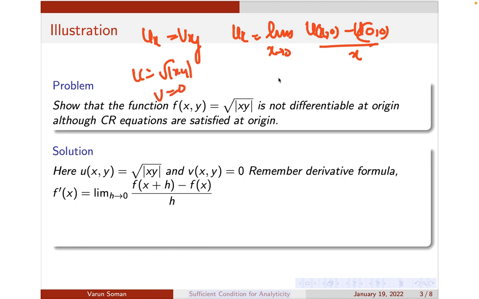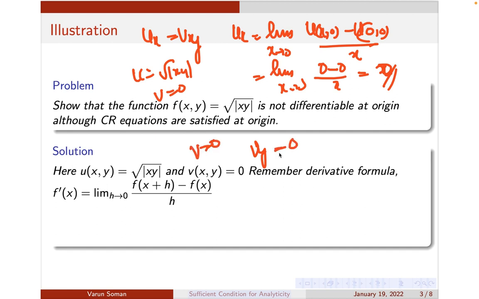So what is the value here? It will become limit x tends to 0. What is u(x, 0)? You just put x as x and y as 0 here, so it will become root of x into 0, that is actually 0, minus what is u(0, 0), you put x as 0, y as 0, you will get 0. So 0 minus 0 by x is nothing but 0. And what is vy here? The function v is 0 everywhere, so vy also will be 0, nothing there is to prove. So you have got that your ux is equal to vy, which is actually 0.